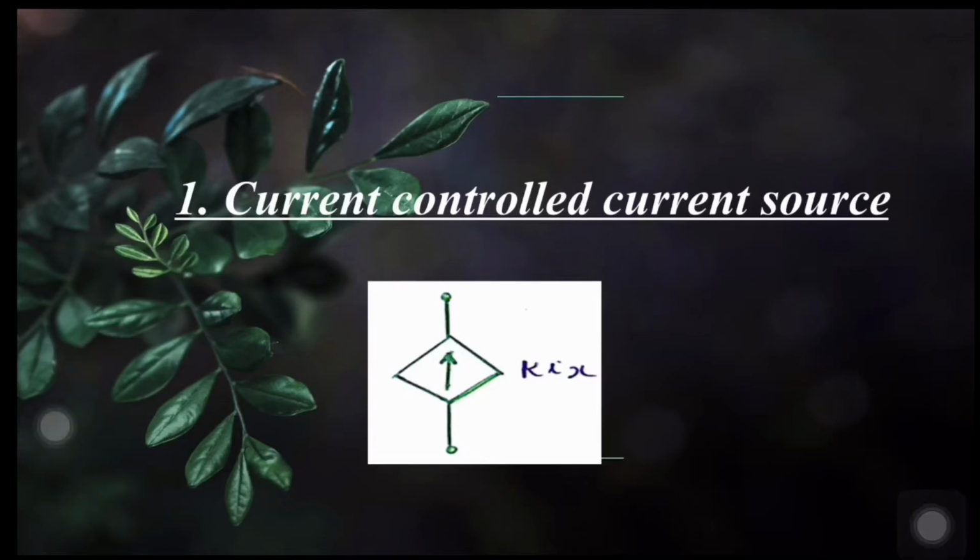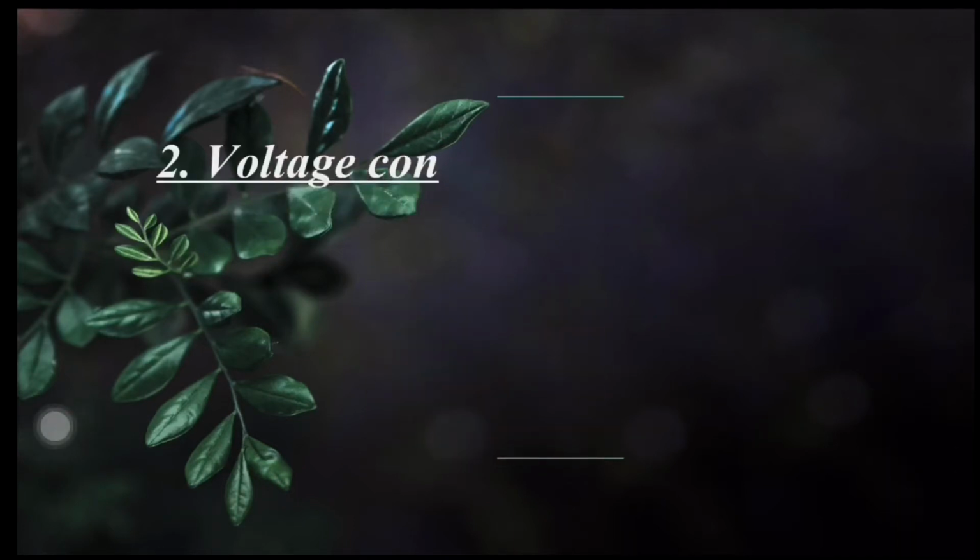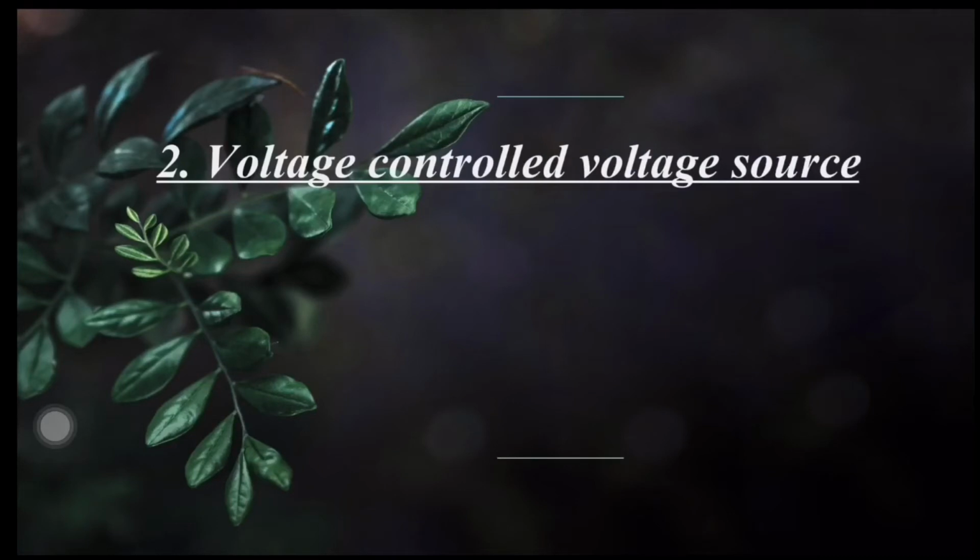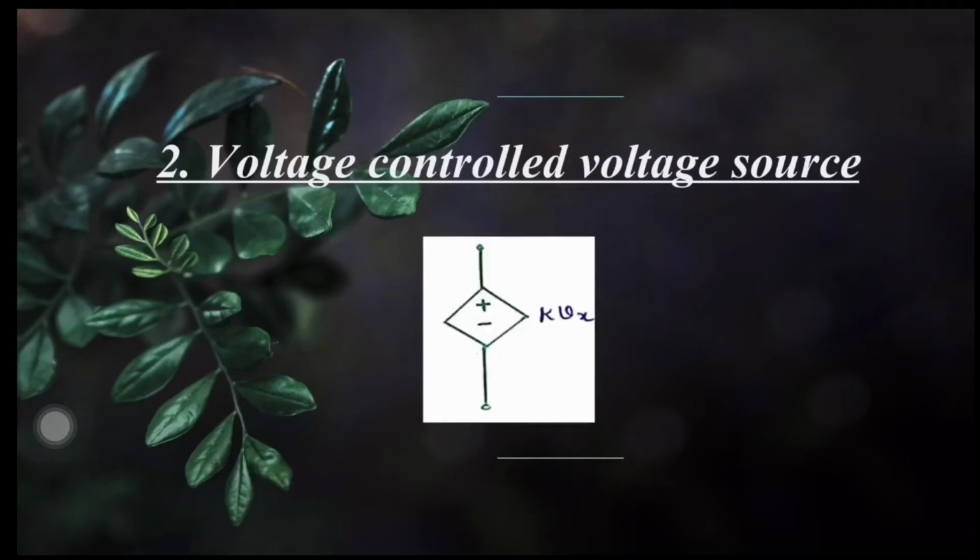Got it? Next we have voltage controlled voltage source. This is the symbol. K into Vx is the source quantity where K is the constant and Vx is the controlling voltage which is defined at some other location in the network. Therefore, here we have a voltage source that is controlled by another voltage in the network. That's why it is known as voltage controlled voltage source.